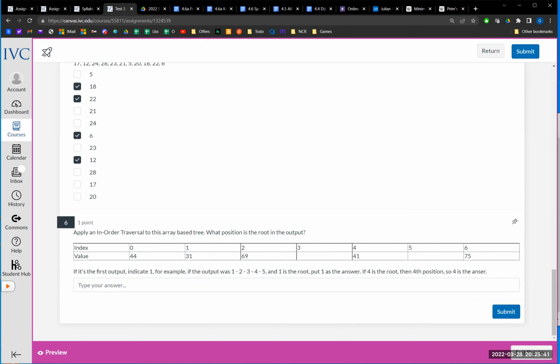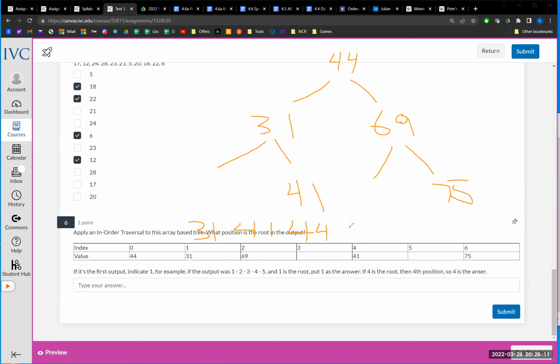All right, in order traversal. So let's draw it out so it's easier to see. 31, 69, blank, 41, blank, and 75. All right, in order, so we have left tree, so we got the third. Looks like that's a binary search tree, so it's just going to be in order. 44, 69, 75. What position is the root in the output? All right, so third position, 3.